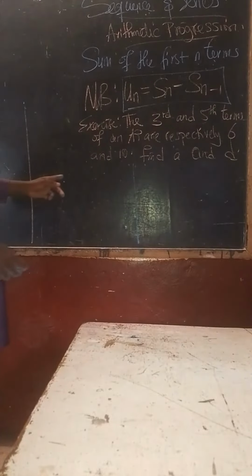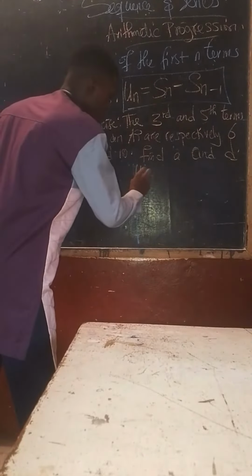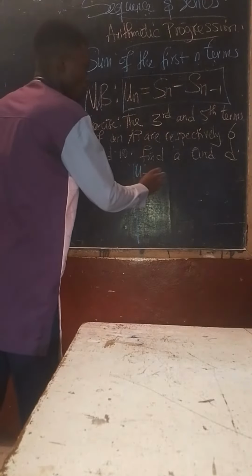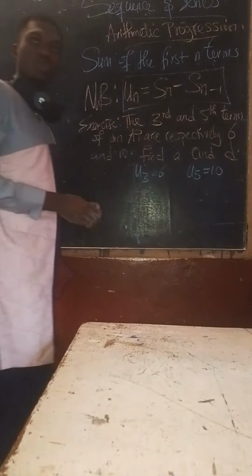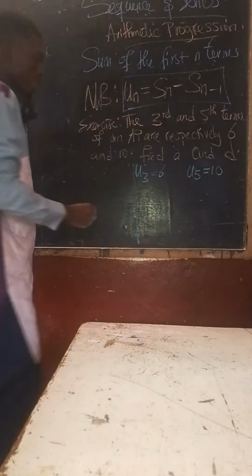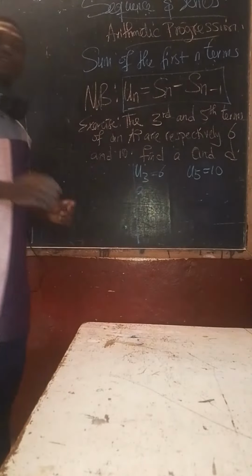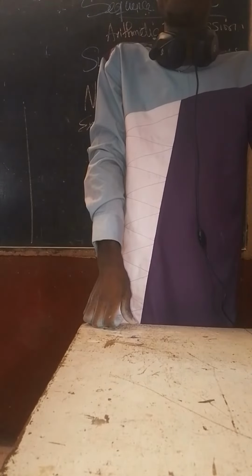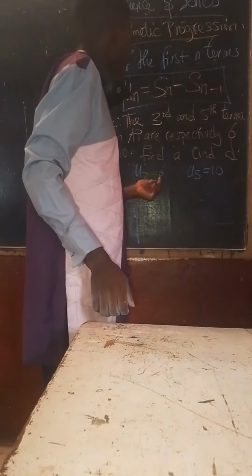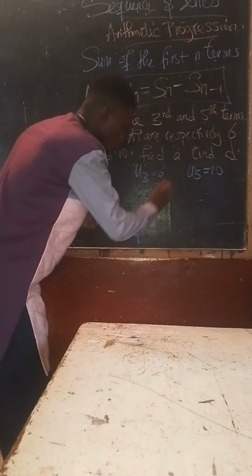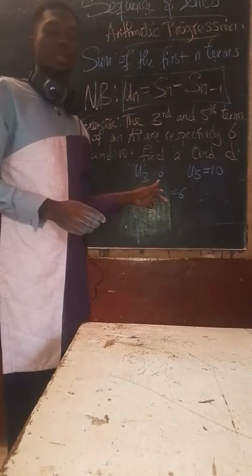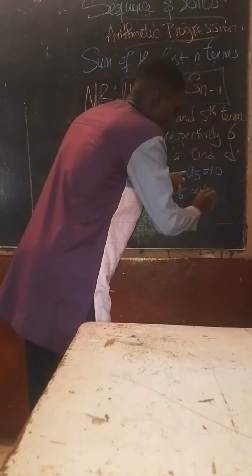The third term is U3, which is equal to 6. And the fifth term is U5, which is equal to 10. What is the meaning of U3 equal to 6? It means a plus what? The formula for the nth term is a plus n minus 1 d. So now, n here is what? 3. What's 3 minus 1? 2. So we have a plus 2d equal to 6. For the fifth term, we have a plus 4d equal to 10.